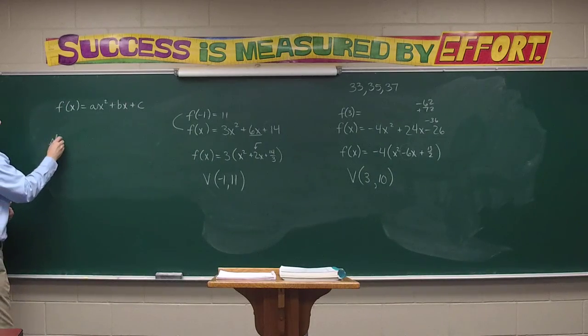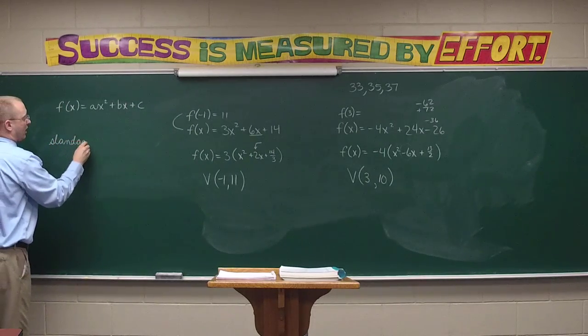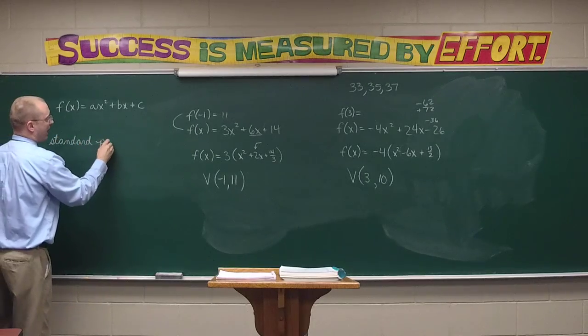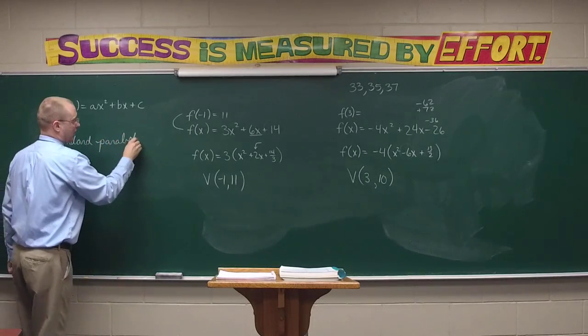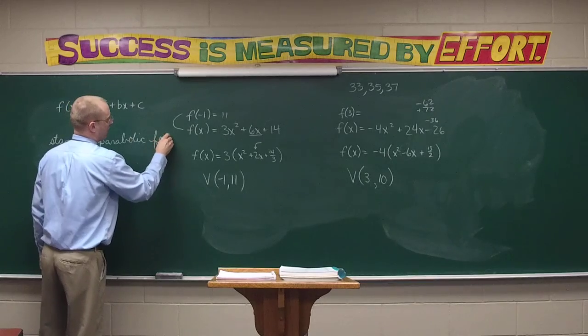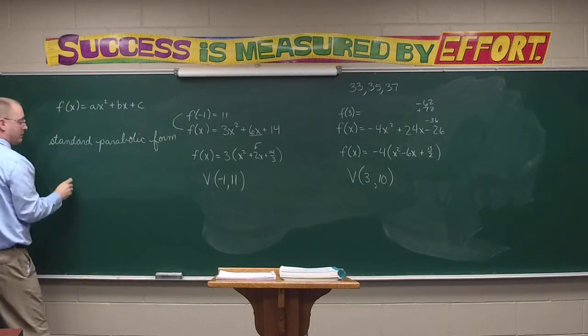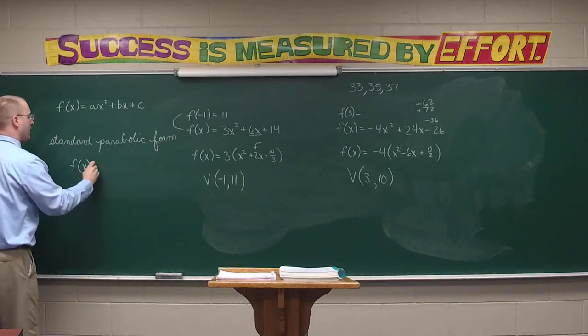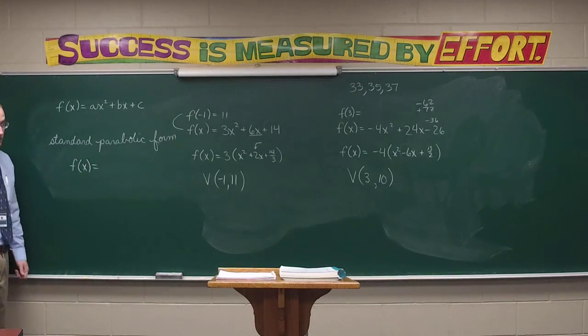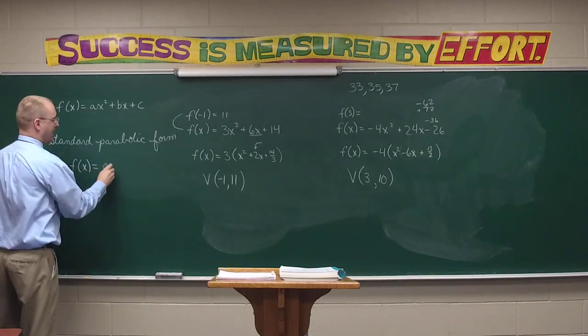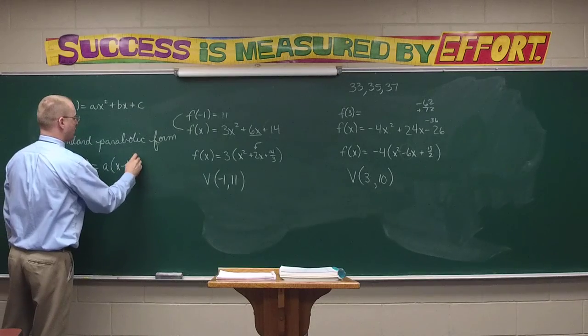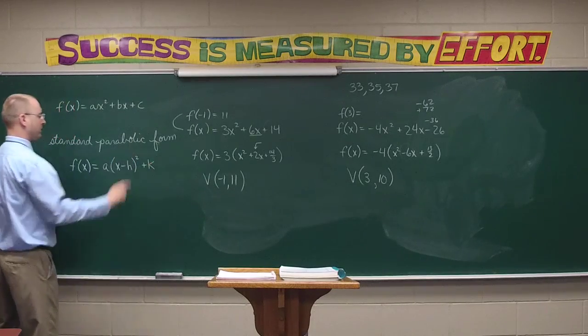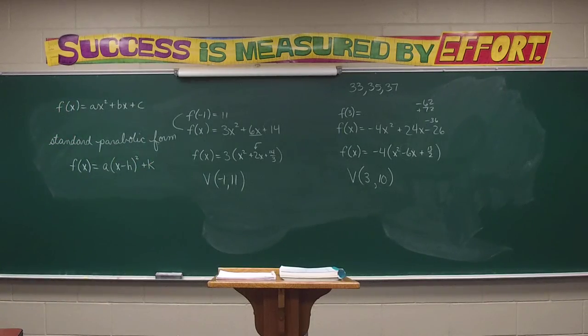But next thing in your notes, the standard parabolic form of a quadratic function looks a little bit different. Write this down if you would. f of x is equal to a times x minus h squared plus k. This is yet another way in which you could find the vertex. It's a little bit of a different approach.